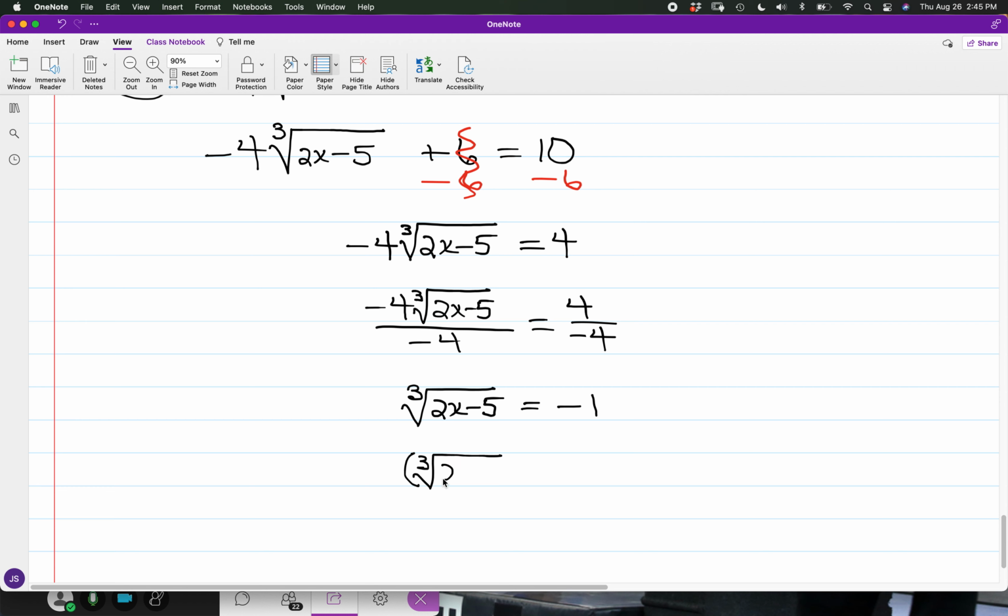So to undo the presence of the cubic root, I can take both sides and raise to the power that matches the index radical number. So that's going to be 3. So taking both sides and raising to the third power. Left hand side, we have 2x minus 5. And -1 times itself times itself, this is going to stay at -1.